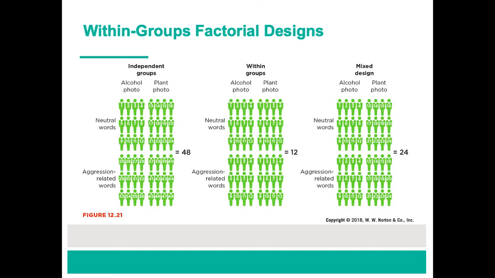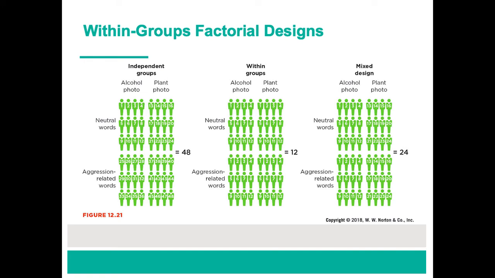Within groups is highly advantageous because you see here they're experiencing the different levels, right? Alcohol, no alcohol, neutral, aggression-related words. Those same 12 people can participate in each one of those combinations of experiences. But if you only want them to see, let's say, a photo related to a plant and only see neutral words as primes or whatever, then you would need 48 people, right? Because you would need 12 people in each of those cells, we call it, or experiences or conditions.